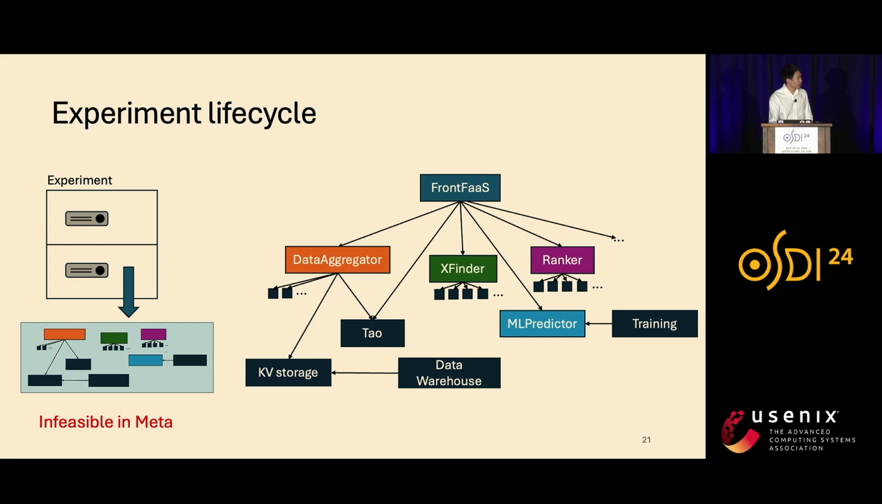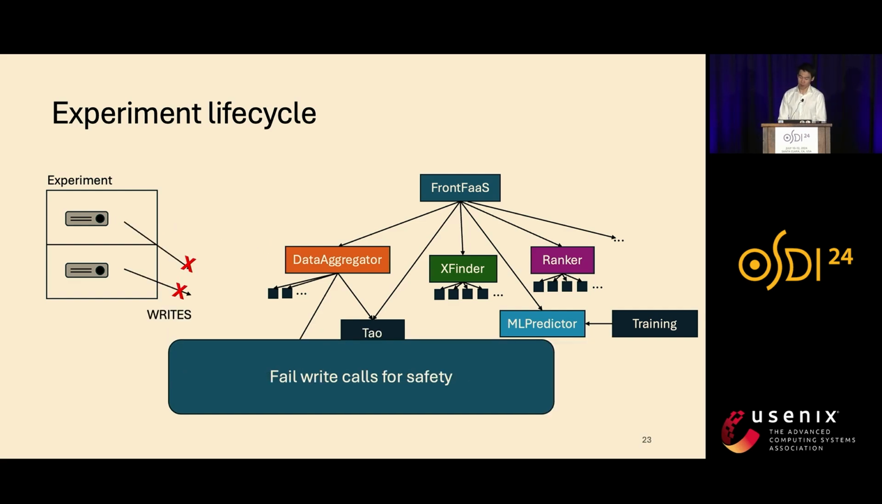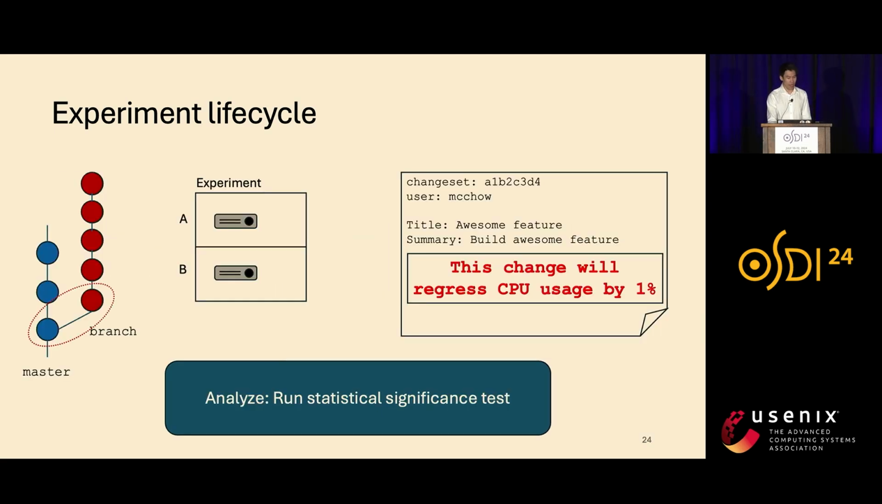And so instead, what we do is we allow our test environment to call into certain production services, but we don't allow any write calls for safety. And if the developer chooses to test write performance, they may be able to override the test data stores or provide mocks instead. And so after the experiment is run, we analyze the results and run a statistical test and report back to the user whether or not their change has regressed performance and by how much.